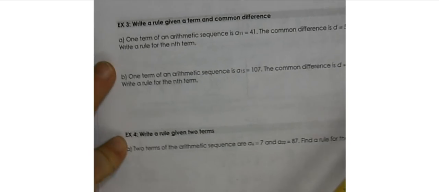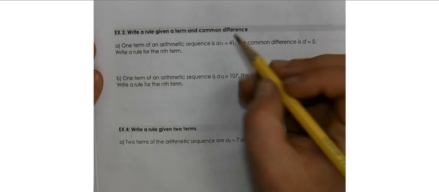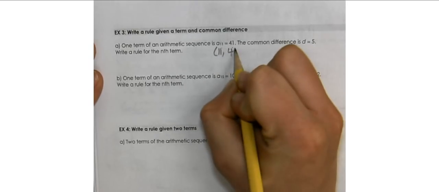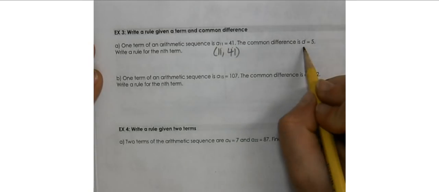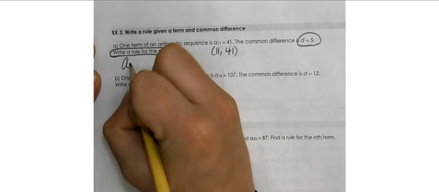And in letter A, I'm giving you a term. I'm giving you an ordered pair. I'm telling you that one term of an arithmetic sequence is a sub 11 is equal to 41. And what that means is that in the 11th position, the number 41 is hanging out there. I'm telling you that my common difference is 5, and I want you to write a rule for the nth term, which once again, that language means explicit rule, which means we're going to be working with a sub n is equal to d times n plus b.